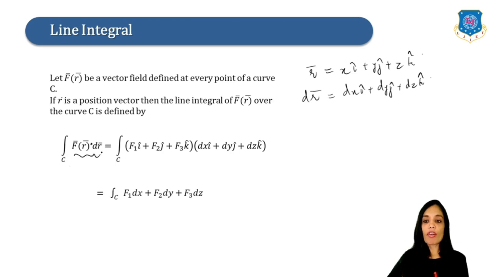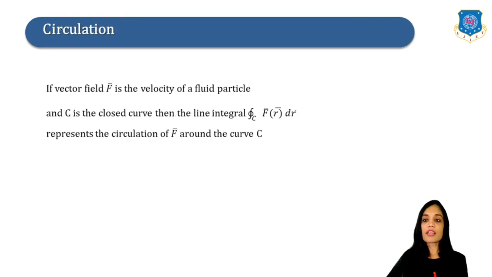So f bar dot dr bar will be equal to f1 i cap plus f2 j cap plus f3 k cap dot dx i cap plus dy j cap plus dz k cap. Now if I take the dot product, we will get the line integral over C of f1 dx plus f2 dy plus f3 dz. So we just have to put all these values and do simple integration in order to find the line integral.